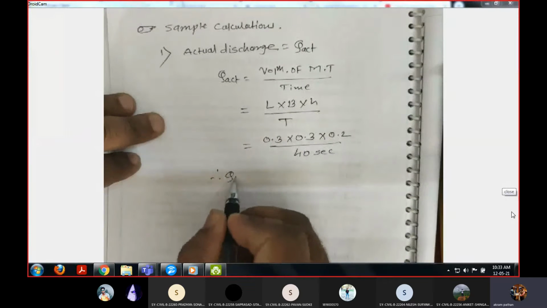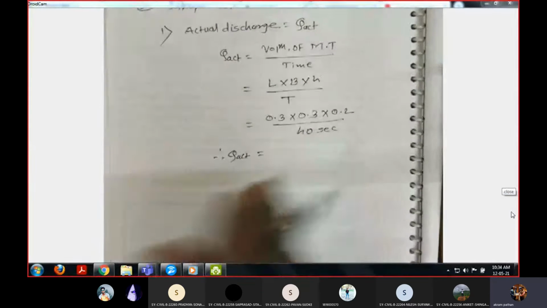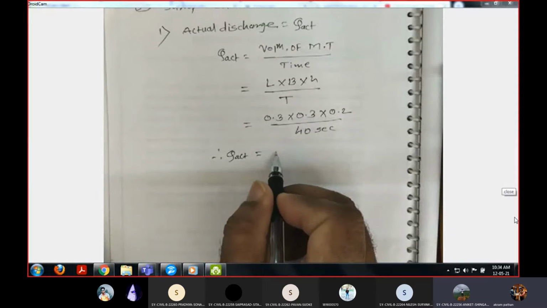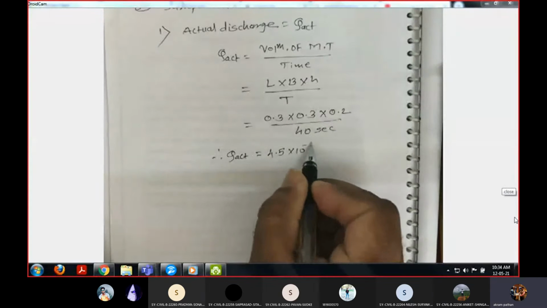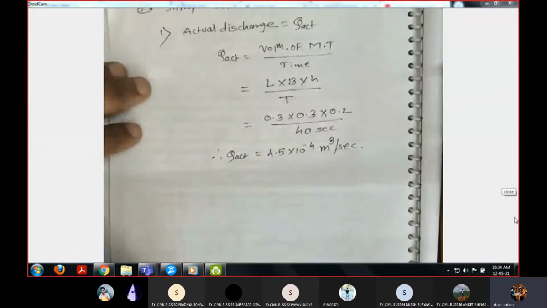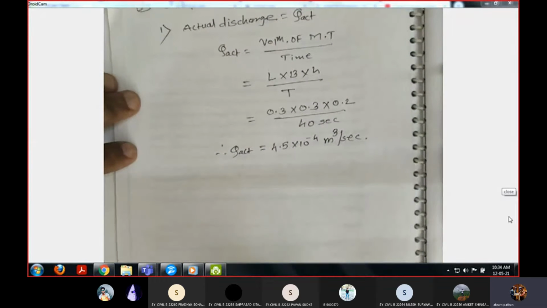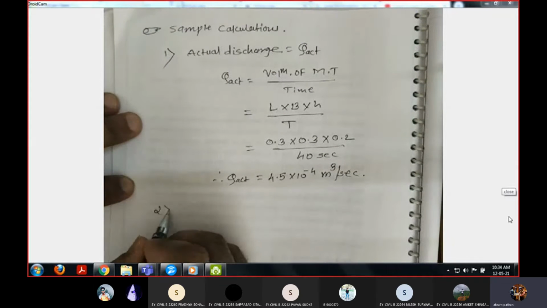So calculate Q actual. How much is the actual discharge? Anybody can tell me? 4.5 into 10 raised to power minus 4 meter cube per second. Okay, so this is how we can measure the actual discharge. Then the second sample calculation we have to do, that is theoretical discharge.